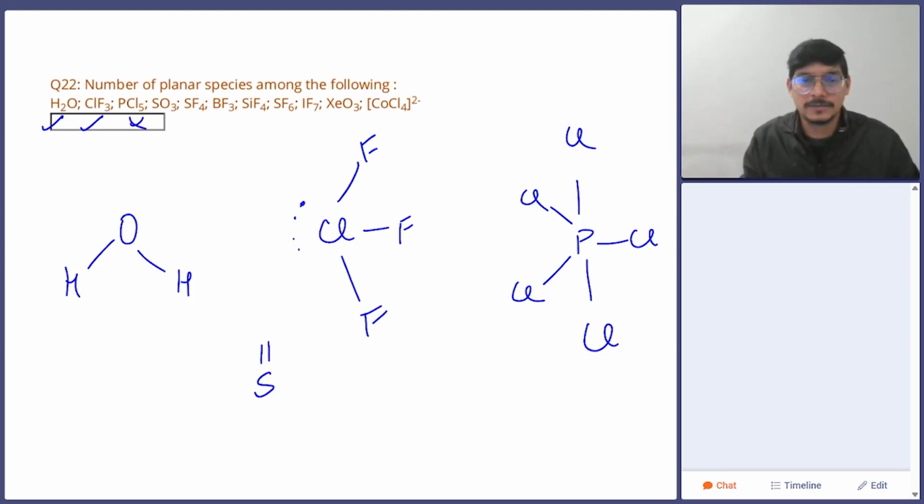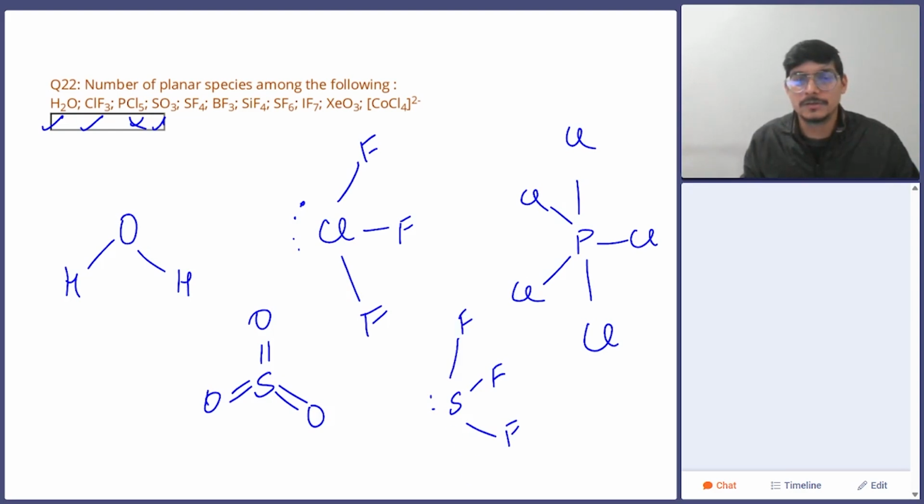SO3, yes, it is sp2 hybridized. So all the 3 sulfur-oxygen bonds are in one plane. So that is also a correct answer. SF4 is seesaw, right? So again, all the bonded atoms do not lie in one plane. BF3, yes, it is planar. It is sp2 hybridized, trigonal planar. So that is also our answer.